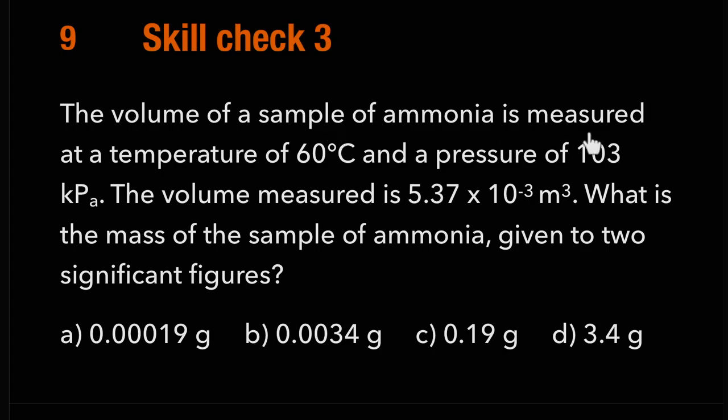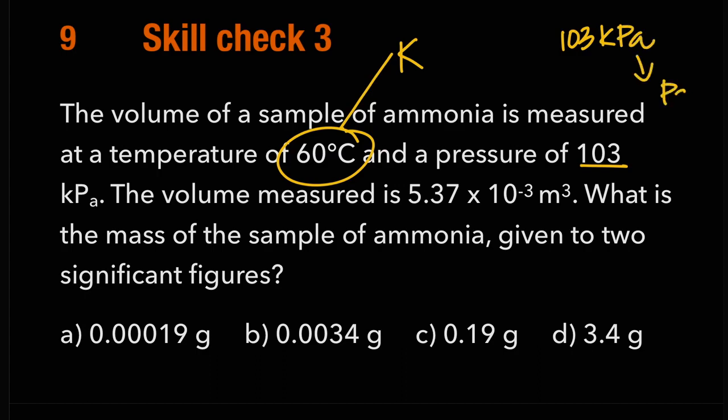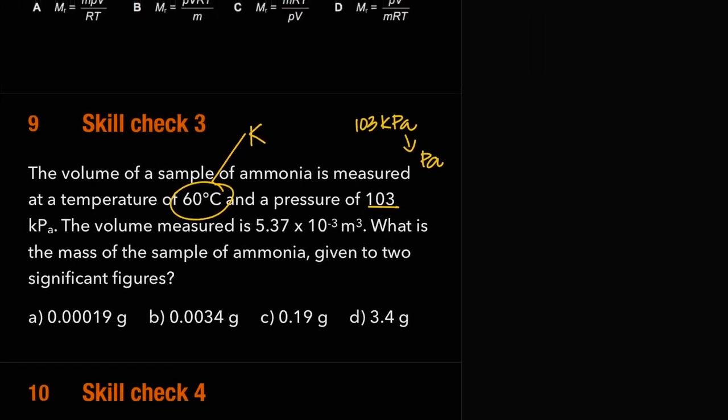The volume of a sample of ammonia is measured at temperature 60 degrees centigrade, which means that this has to be first converted into the Kelvin scale. And the pressure is 103 kilopascals. Now 103 kilopascals should be converted to pascals. And the volume is already given in meter cube, so that's good. And they're saying, what is the mass of the sample of ammonia? So how does one solve this?